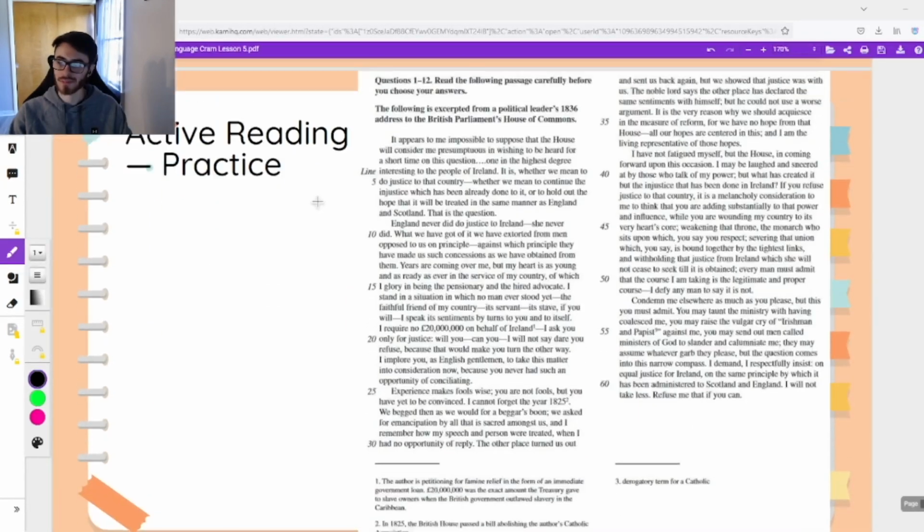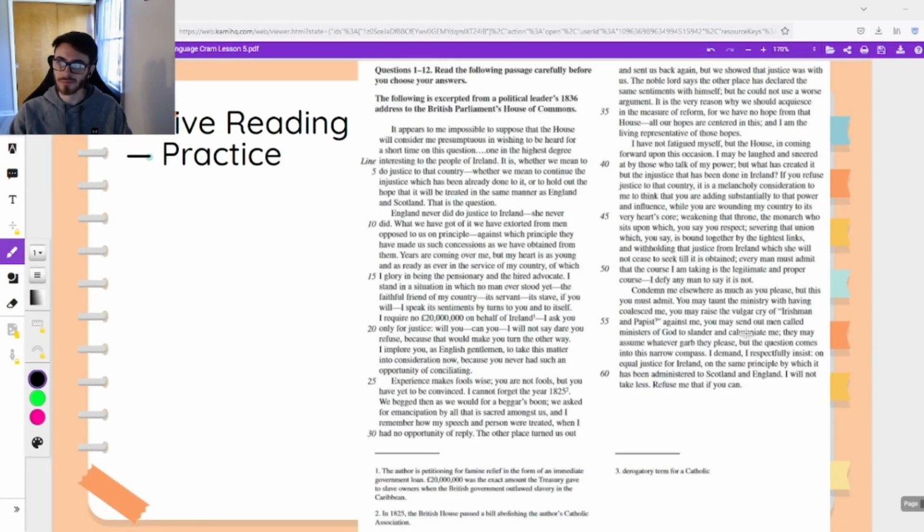Those are our 3 steps. Let's give it a try now. I'm going to kind of demonstrate this a little bit for you for the first maybe 2 paragraphs, and then I'll have you try it on your own after that.